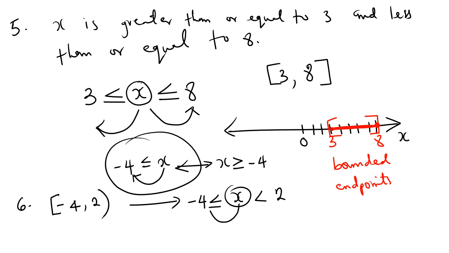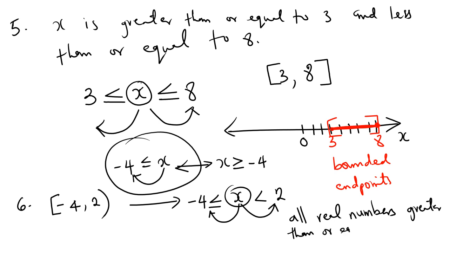So it will be x is greater than or equal to -4 and less than 2. So we have all real numbers because we know x represents all real numbers. So we always start with all real numbers greater than or equal to -4 and less than 2. So this is how you would do that. And then we're going to go ahead and graph.